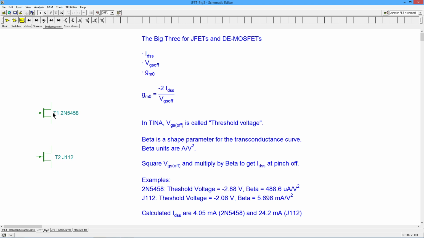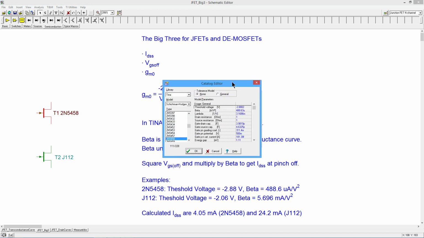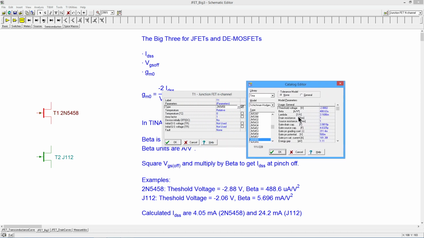A couple of examples. So I've got a 5458 over here. So I'm going to click on this, and what you want to do is hit the ellipsis right next to it. And I'm going to move this over just a little bit so you can still see that. And here's your list of parameters for this particular model. So you'll see at the very top, the first one here is the threshold voltage, and that's listed at approximately minus 2.88 volts.